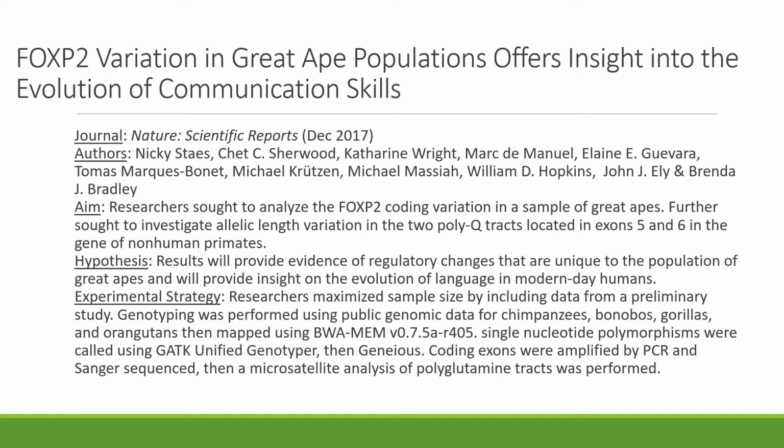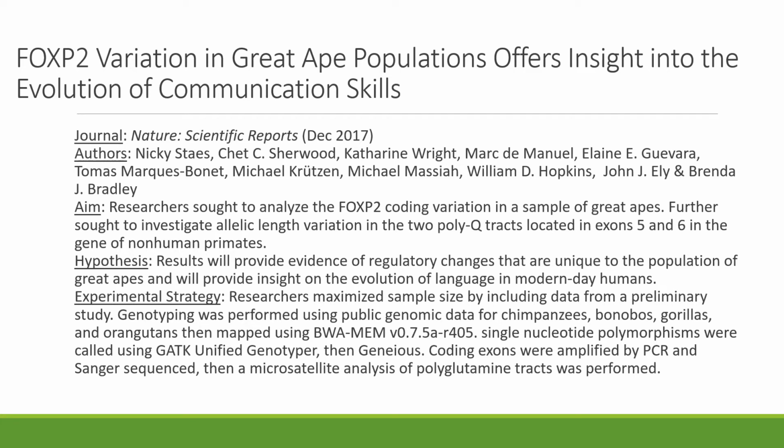The aim of the study was to analyze the foxp2 coding variation in a sample of great apes. The researchers further sought to investigate the allelic length variation in two polyQ tracks located in exons 5 and 6 in the foxp2 gene of non-human primates. The hypothesis, based off of previous research, was that the results would provide evidence of regulatory changes that are unique to the population of great apes and would provide insight into the evolution of language in modern-day humans.